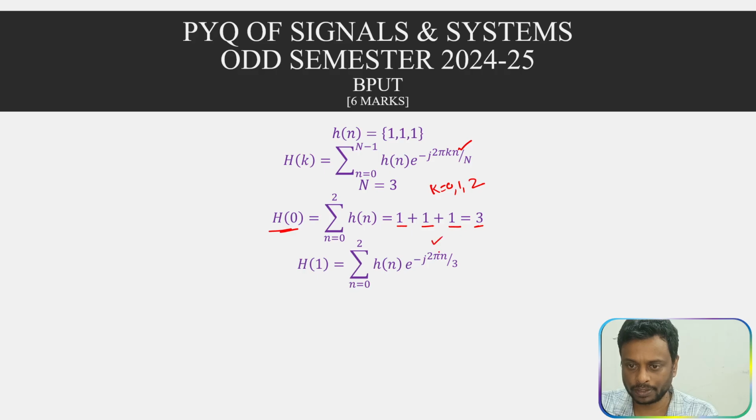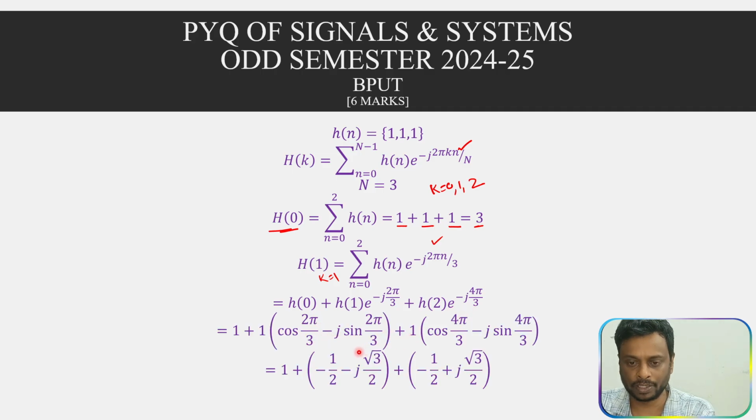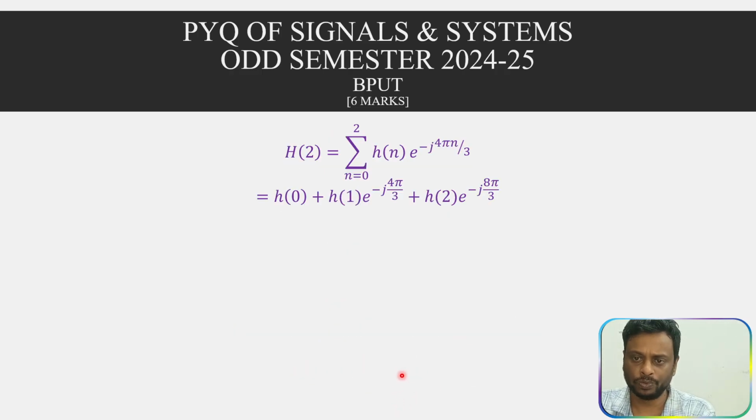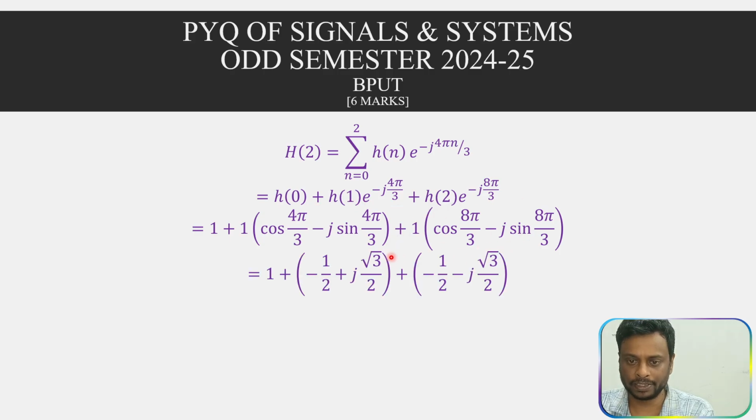Similarly, for h of 1, put k equal to 1 over here. Now put n equal to 0, n equal to 1, n equal to 2. Then put Euler's formula, cos theta minus j sin theta, and find out these values. This will be cancelled out and it will be 0. Then h of 2 you can find in the same way, with k equal to 2 and n equal to 0, 1, 2. Simplify this and you find the value is 0. So h of k we found is 3, 0 and 0.